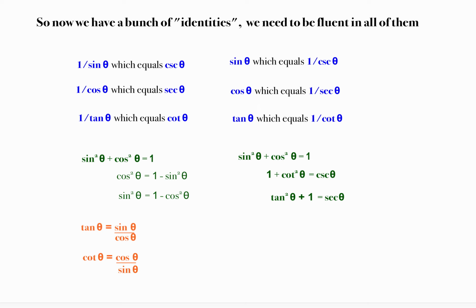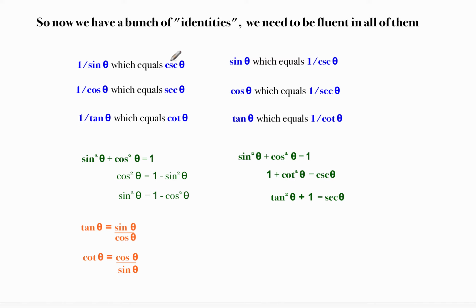All right, so we have a bunch of identities. And here they are. I would take a screenshot of this, cut it out, and put it in your notebook. You're going to have to memorize all of them. And that means when the test rolls around, you won't be getting a little cheat sheet. You're going to have to know them all. Good luck.